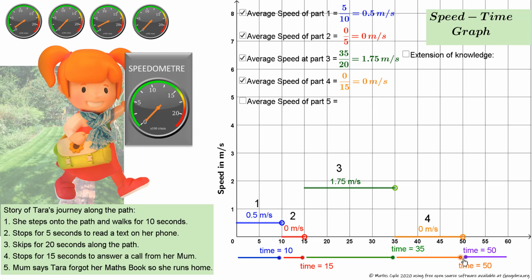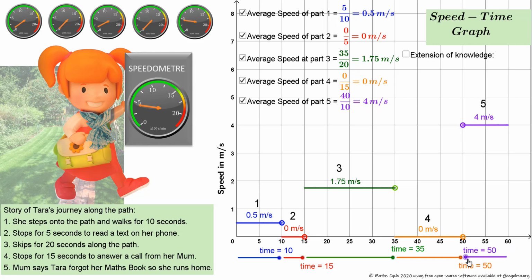Okay, and then the last part of her journey is her mum actually told her that she forgot her maths book, so she runs home. Now we calculated an average speed for that run of 4 meters per second. So find 4 meters per second on your vertical axis, and draw a horizontal line for those 10 seconds, from second 50 to second 60.